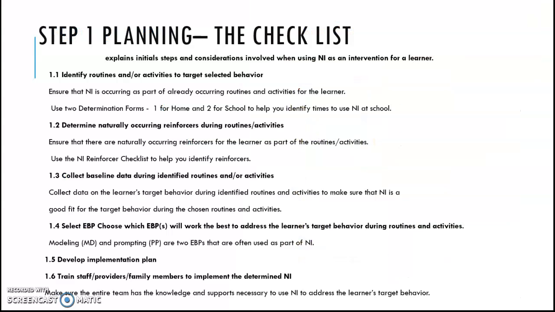So first, step one, planning. The most important thing to remember is you need to identify the routines and activities to target selected behavior. Step two, you need to determine naturally occurring reinforcers during those routines. Ensure that they are naturally occurring and the learner is part of it. It's really great to make sure your learner is kind of in charge while we imitate them and naturally pick out things that we want to address or correct.